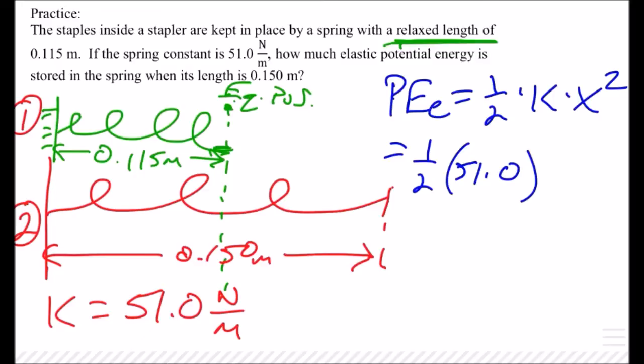Very good. Newtons per meter, times, now X is what? By definition, what is X? Yeah, that's the displacement from the zero line. How are we going to find that? 0.150 minus 0.115. Good. We know that this right here is X. We need to subtract to figure out what that little piece is right there.